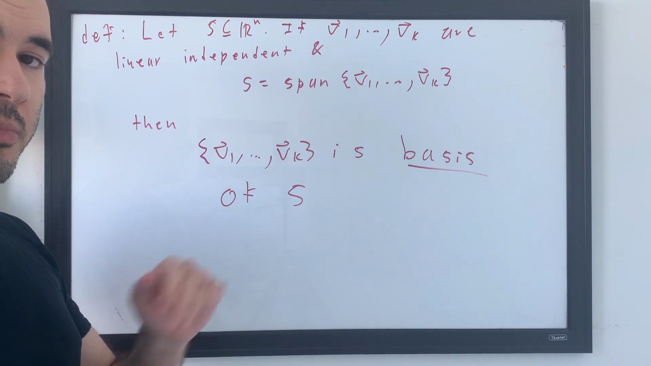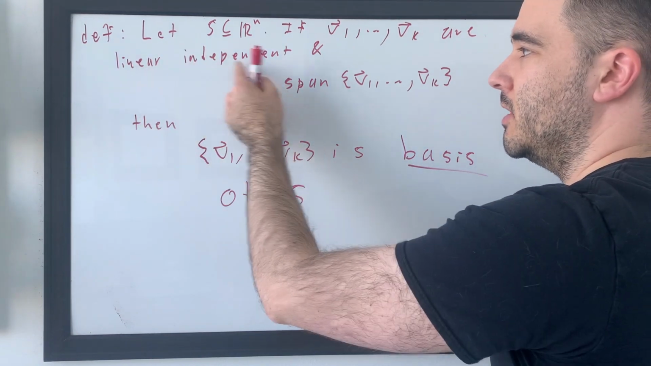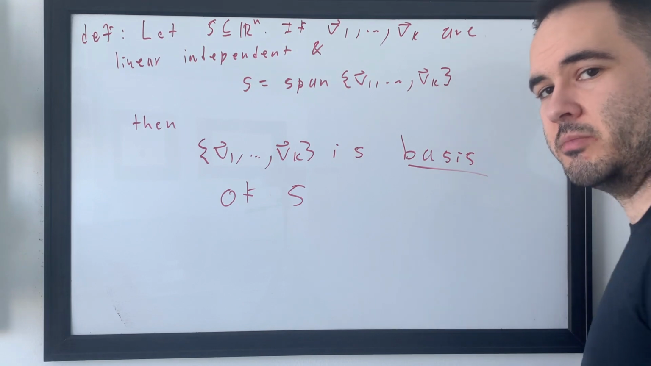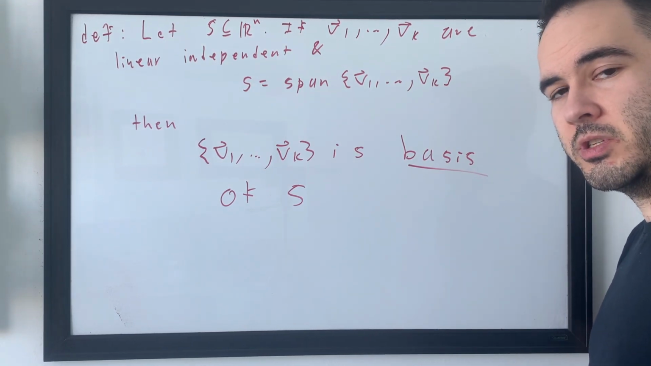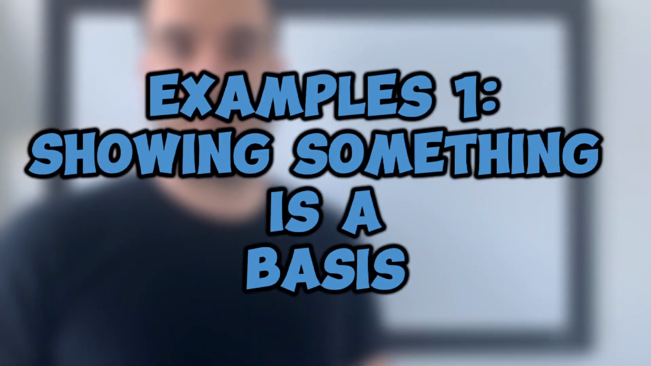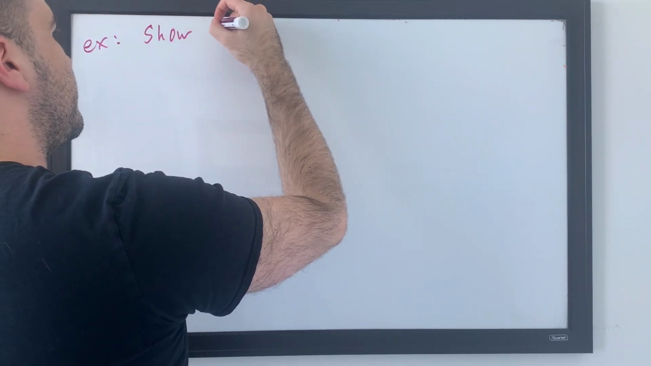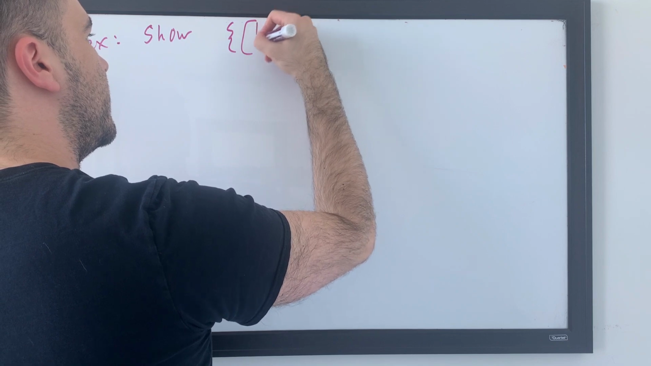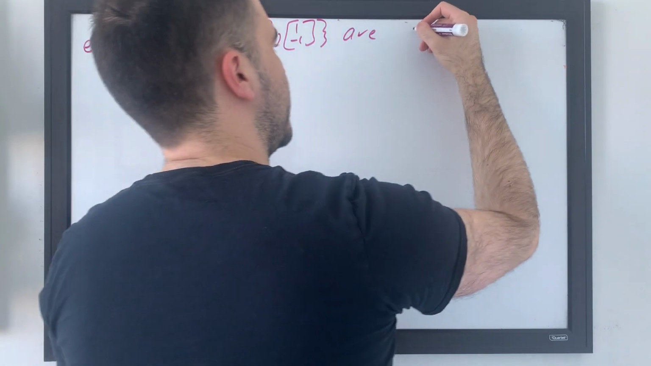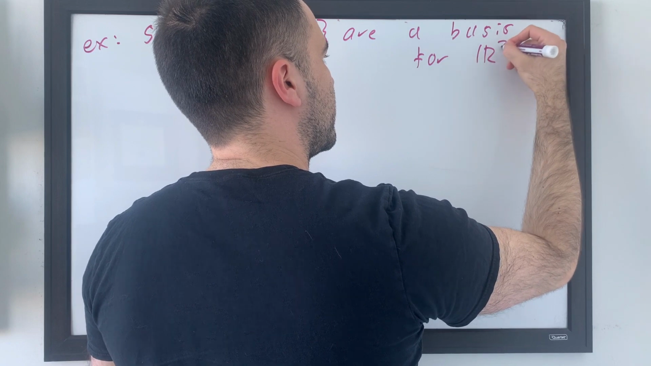Okay, so there's two main important things to this question. One, all of these vectors have to be linearly independent, and their span has to be the same as whatever subset you have in there. So let's go through some examples. So example 1. We want to show that the set of (1, 1) and (1, negative 1) are a basis for R2.